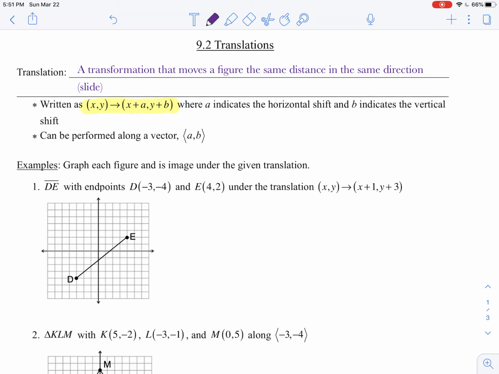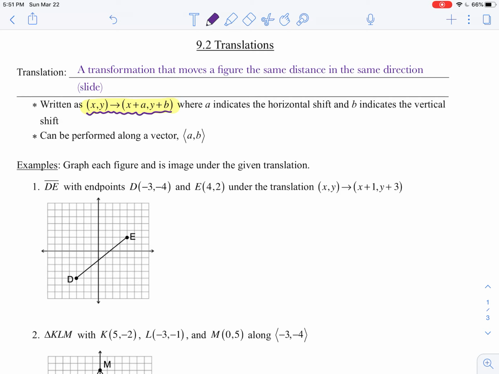It takes a figure and moves it up, down, left, right, or a combination of those directions. But each vertex, each part of the figure gets moved the same direction, the same amount of space, the same distance. When we write a translation on the coordinate plane, the translation gets written like this, where we show a rule for what happens to the x-coordinate and to the y-coordinate of each point of the pre-image in order to get the image. X plus A represents the horizontal distance, either left or right.